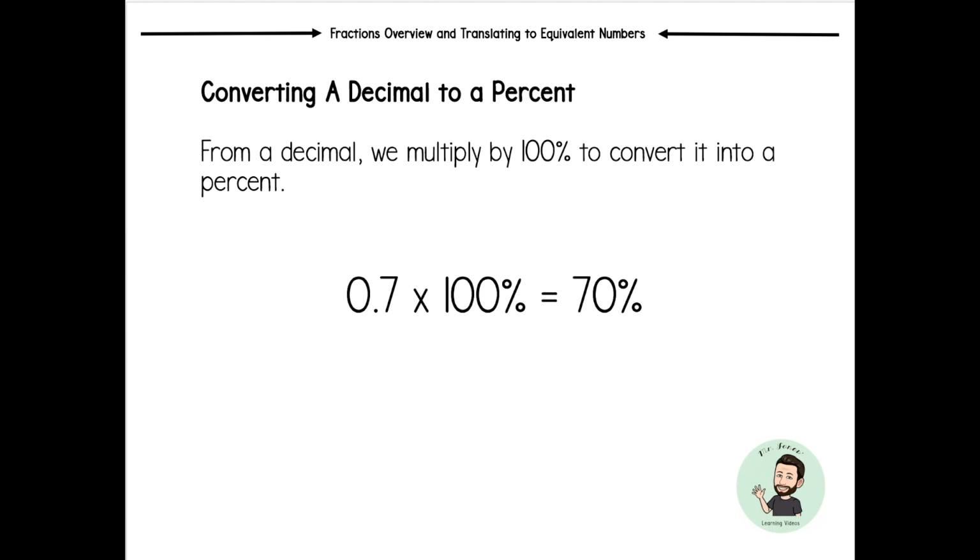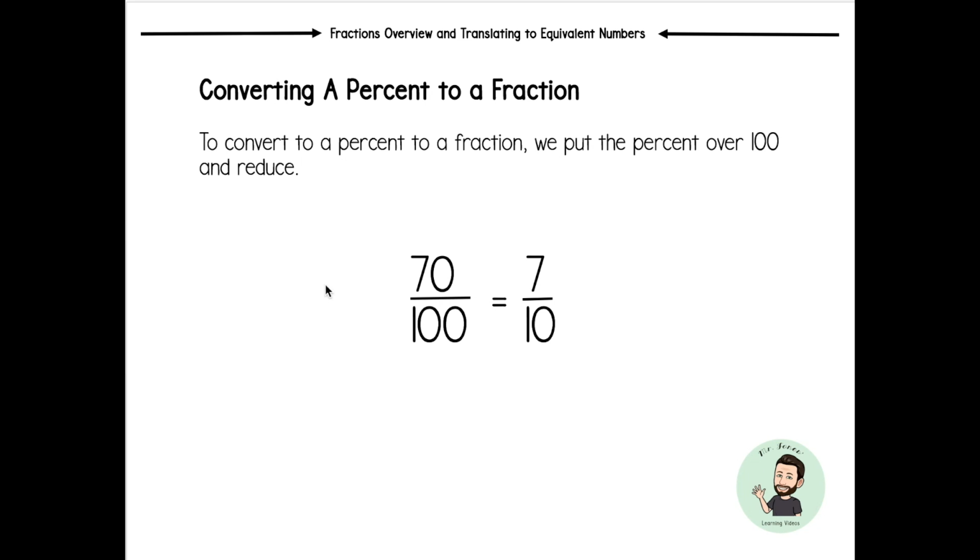From a decimal, to get to a percent, we multiply by 100%. So 0.7 or 7/10 times 100% gives us 70%. And then if we want to convert a percent to a fraction, we put the percentage over 100, we remove the percent signs, and we reduce. So in this case, 70 over 100 can be reduced to 7/10.